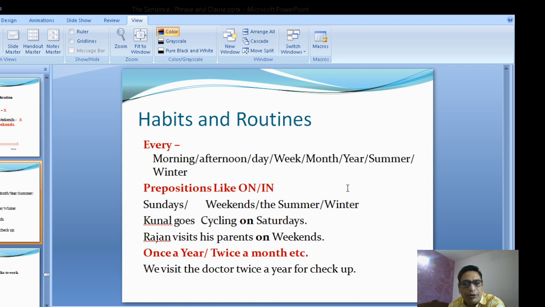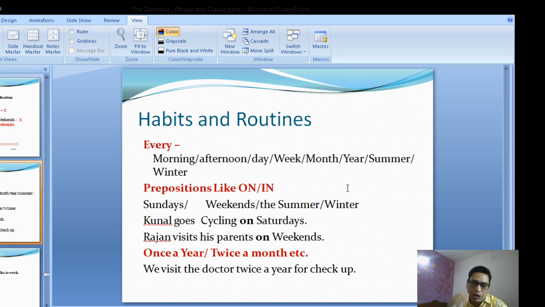Ram goes for a trip every summer. So these are the usages of the word every. तो कभी भी हम लोग every use करेंगे, it is talking about a habit, and every basically means that it is happening regularly. Not daily, but it can happen regularly. There's a difference between daily and regularly.